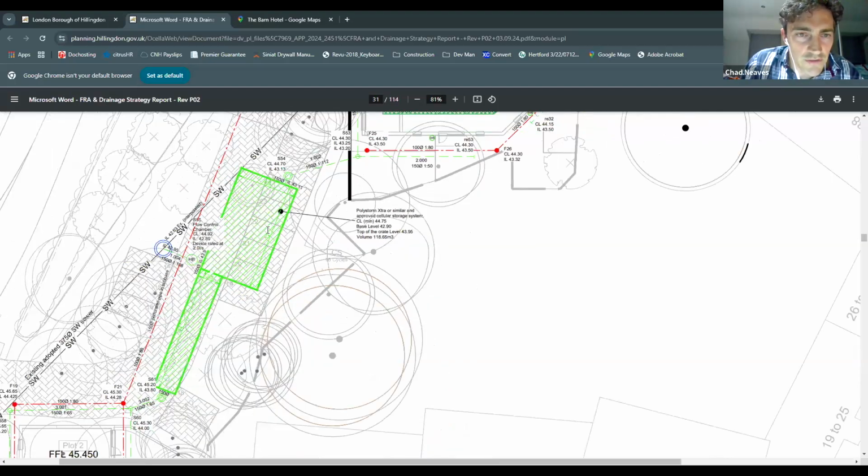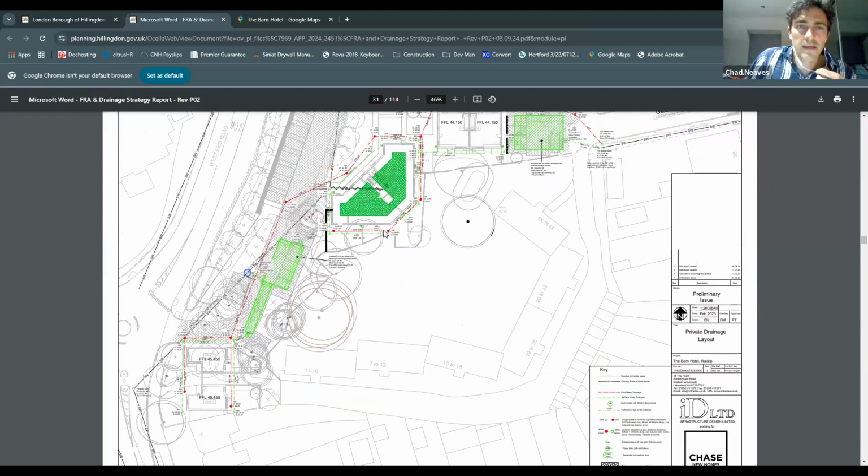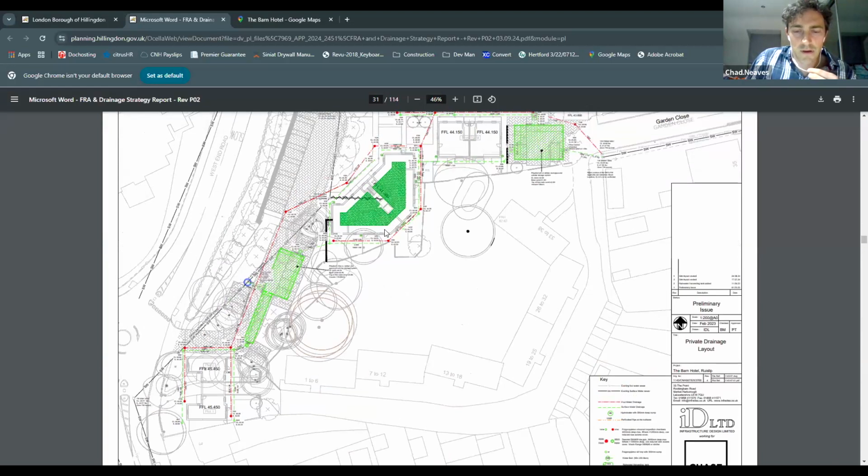So that's a key feature of ensuring that flooding isn't going to be an issue on this site. In terms of the design, the brief is that 1 in 100 year storm events have been designed to be accommodated here. That also includes an uplift of 40% for climate change, so increased rainfall is accommodated. So it's actually a very sustainable scheme.